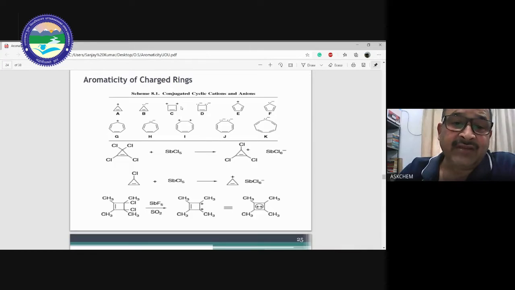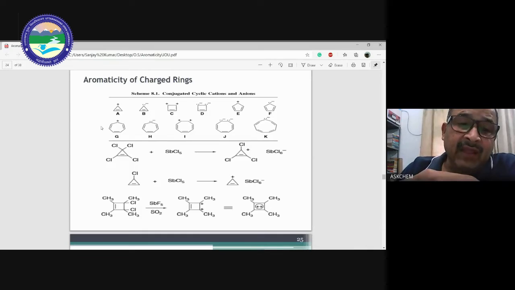Now this is dipositive, cyclobutene dication. It has 2 pi electrons, hence it is aromatic. Cyclobutene dianion, it's a 6 pi electron system, it is aromatic. This system has 4 pi electrons, E, it's anti-aromatic or non-aromatic. Here we have the case of F, that is the cyclopentadienide ion, that is 6 pi electrons, hence aromatic.